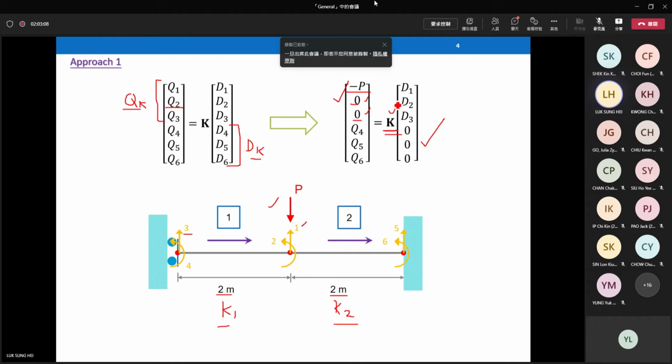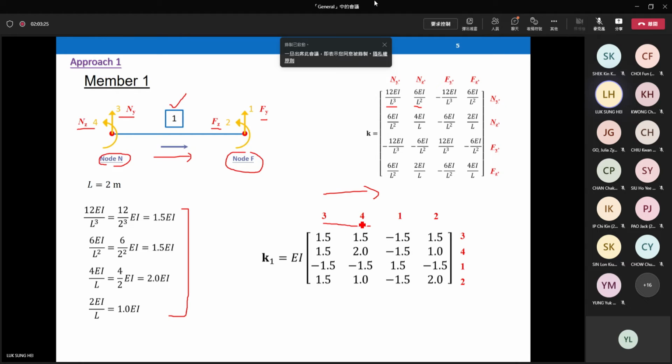You know the dimension of capital K, right? K is a 6x6 matrix in this problem, because the highest code number is 6. So you can see that K is a 6x6 matrix. The corresponding code numbers range from 1 to 6. You can put it into the big K according to the code number.